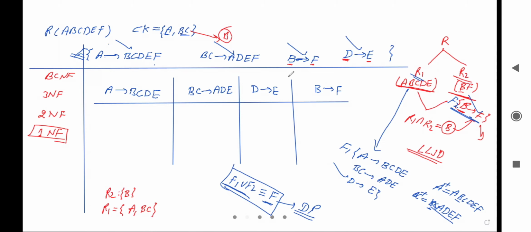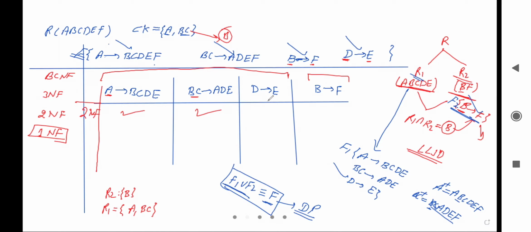So till this part it is R1 and this one is R2, okay? So let's check the normal form. What about the 2NF? Here, is it 2NF or not? So A is a super key, not a problem. BC is a super key, not a problem. It is in second normal form.